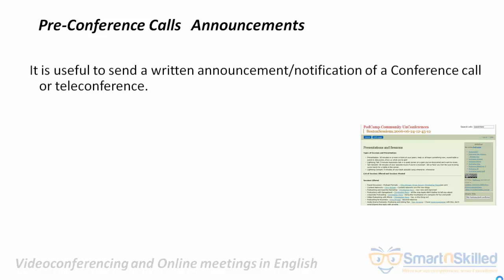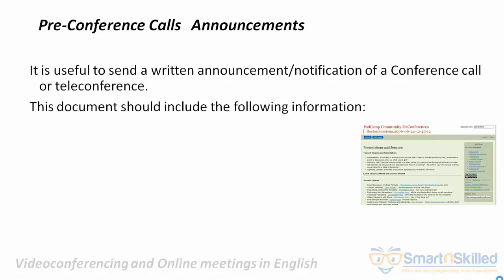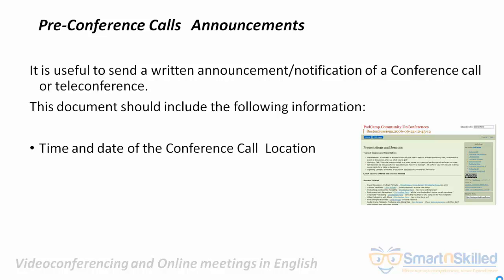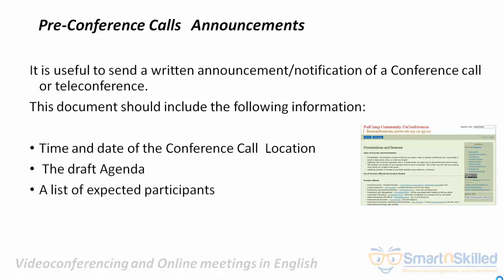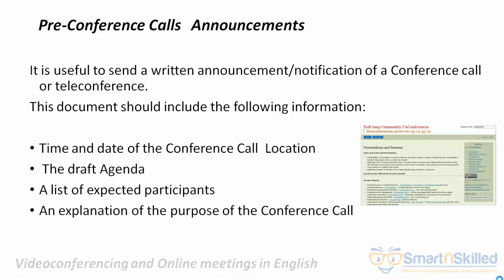It is useful to send a written announcement notification of a conference call or teleconference. This document should include the following information: time and date of the conference call location, the draft agenda, a list of expected participants, an explanation of the purpose of the conference call, and what participants should prepare. All of this must be done in advance.